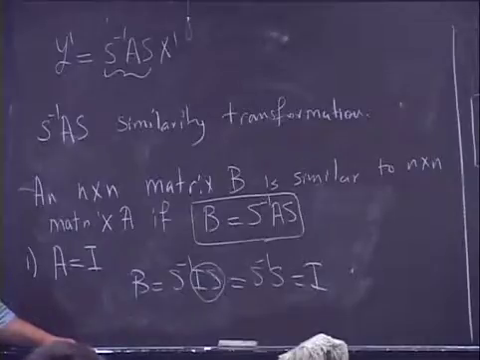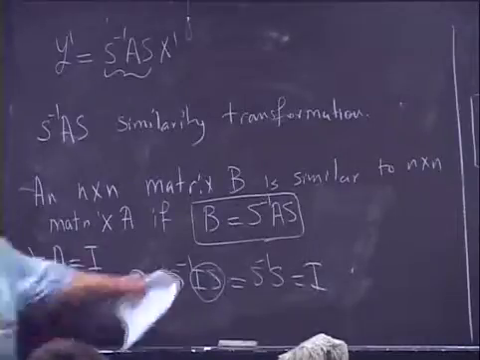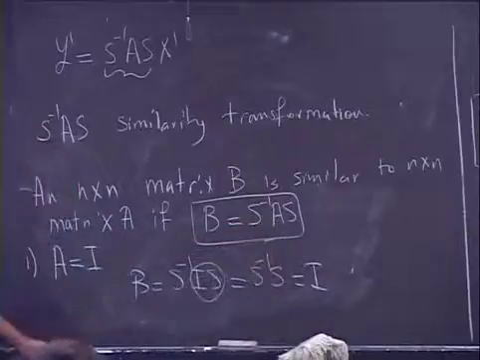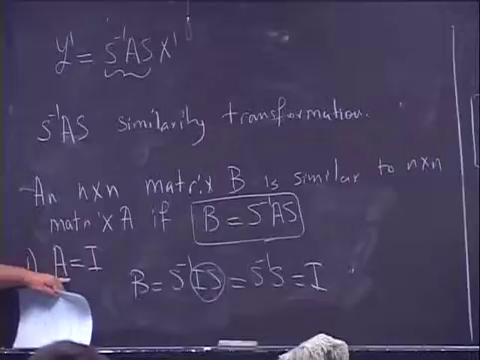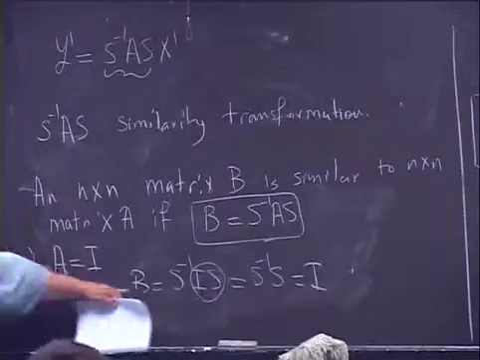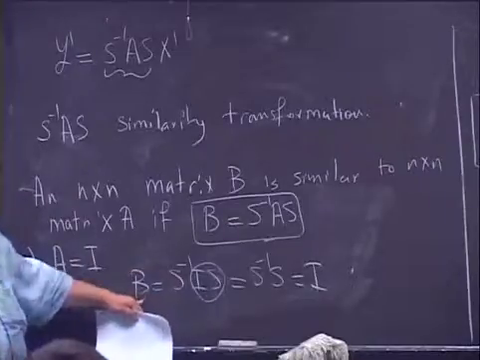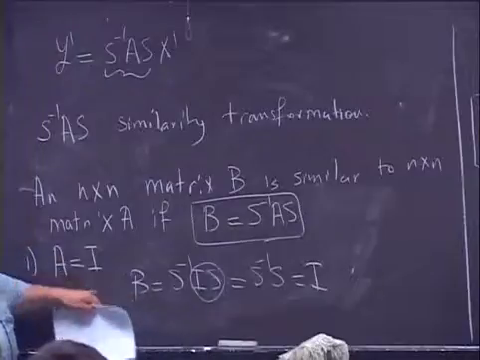Yes? So this is the similarity transformation. Okay? So the first property: if you have a matrix A equal to I, the identity matrix, try to do this and you will notice that B also is equal to A.